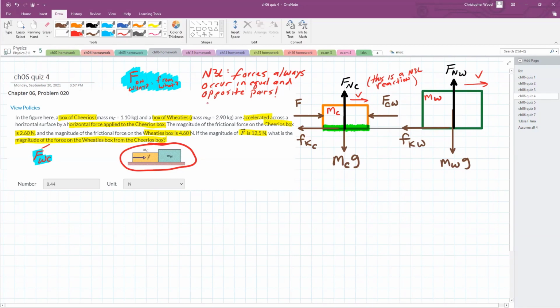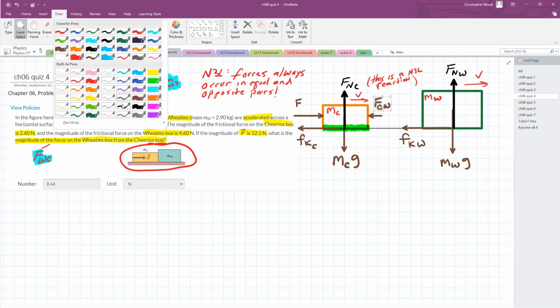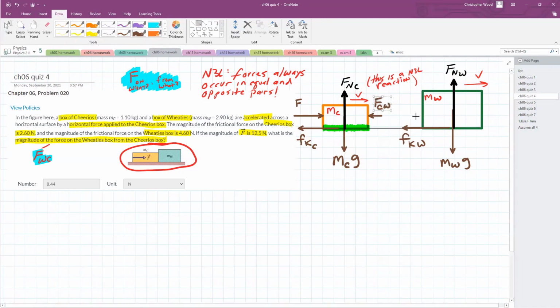Oh, here's something interesting. I actually have my Newton's third law, opposite and equal reaction pair right here. I got to move this, I guess. Let me just shrink. One more force acting on the Wheaties. And it's technically a normal force. It's basically the force exerted on the Wheaties by the Cheerios. And I'm going to draw that. And when I draw it, it looks like this.